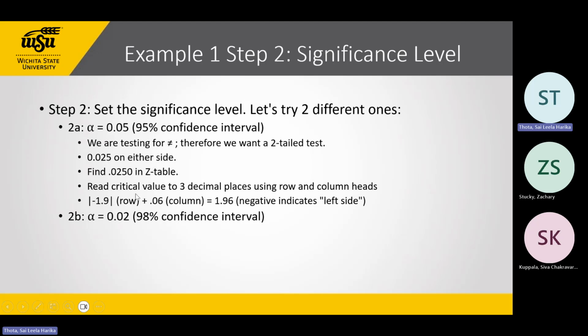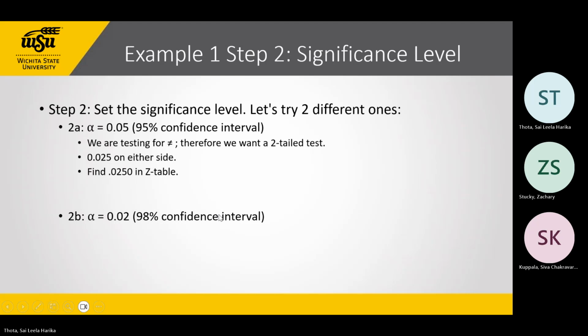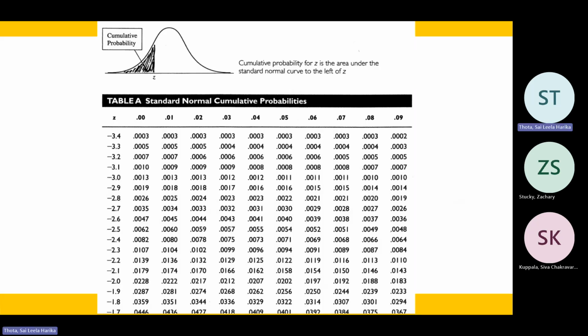So we'll consider the row value that we got from the table and the column value from the table, which is 1.96. The negative sign indicates the left side. So here, from the Z table, you can see the two values, like 1.9 and 0.06. Here we consider the positive value as 1.96 and the negative value as negative 1.96 because we need to consider the two-tailed test, right? So we need the values for both the regions.